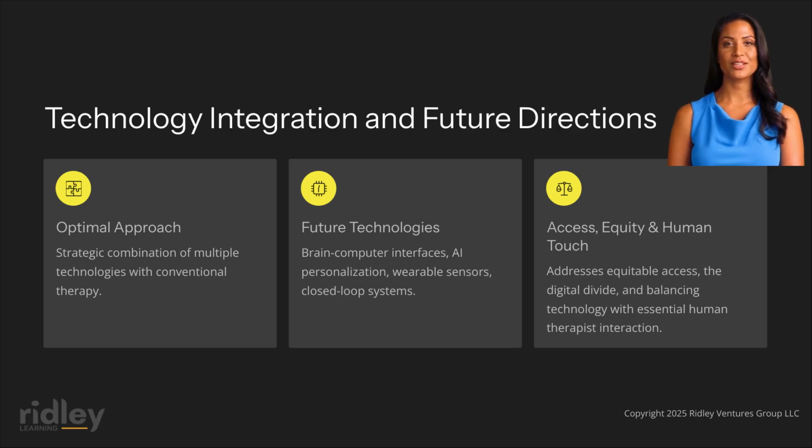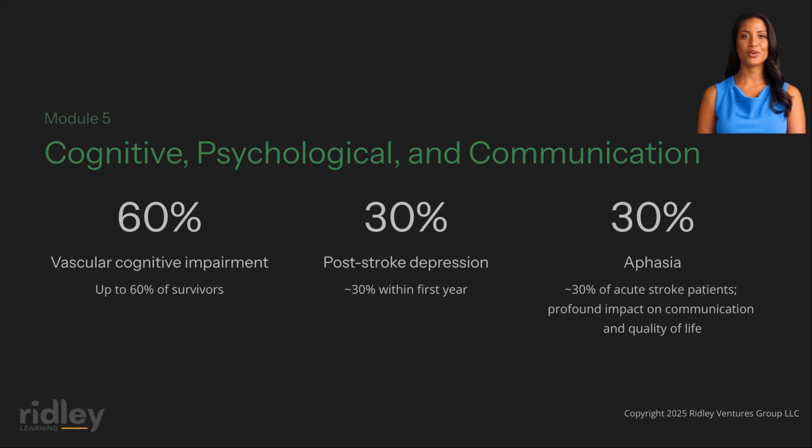Now that we have explored these emerging technologies, let us turn our attention to the cognitive, psychological, and communication consequences of stroke that significantly impact rehabilitation participation and recovery. Stroke affects far more than motor function, with cognitive impairment, psychological disturbances, and communication disorders representing common consequences that significantly impact rehabilitation participation, functional outcomes, and quality of life.